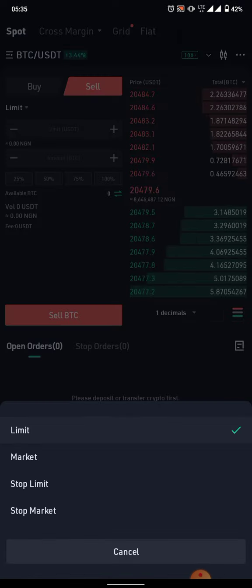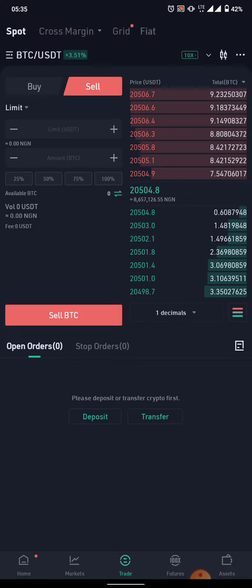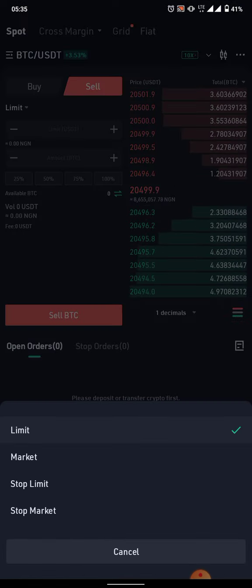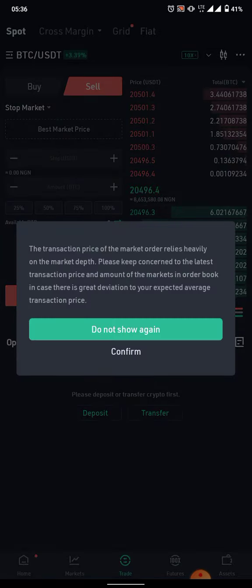Okay, the third, we have the stop order. So this stop order is basically to buy an asset at a price above the market price. For understanding, a stop order is just like a limit order, but it is different in a way. Okay, we have two types of stop order: the stop limit and the stop market. So I would like to explain the stop market first.